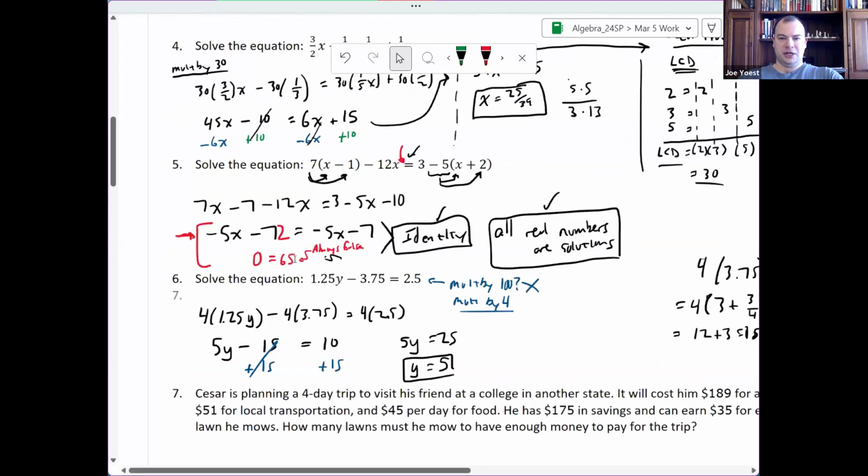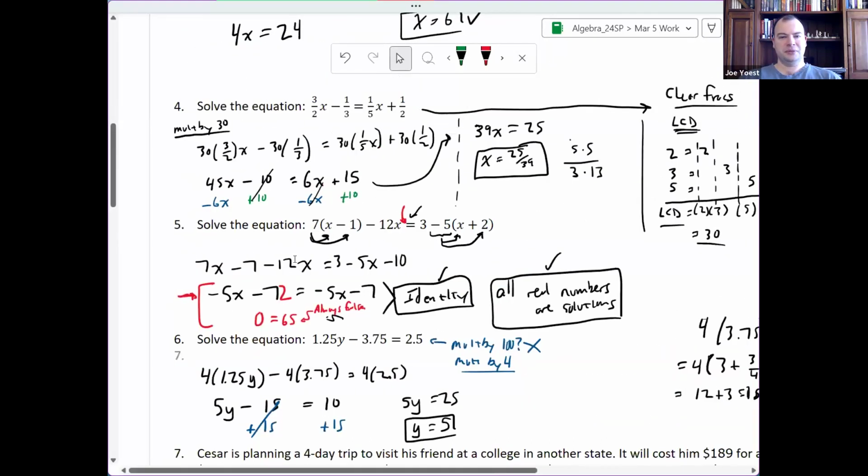Are there any questions on problems 4 through 6? Anything anybody want to see in more detail or anything?